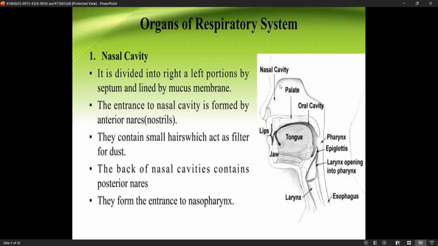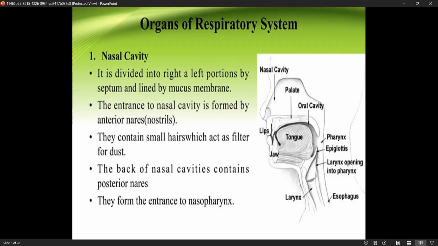It is divided into two halves, right and left, by a septum, which divides the nasal cavity into left and right. And also obviously there is a mucous membrane present in it. Okay. So the entrance to the nasal cavity is formed by the anterior nostrils. They contain small hairs which act as a filter for dust.